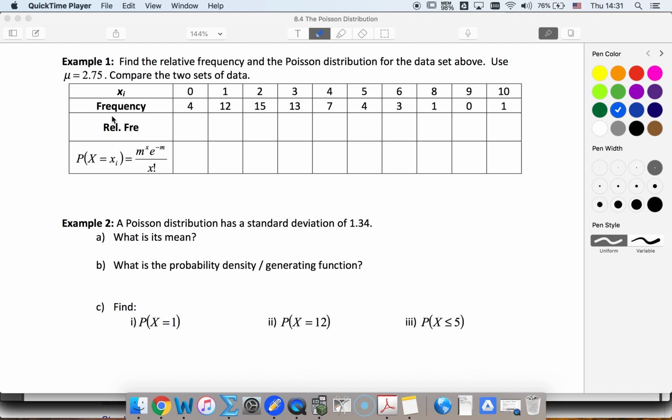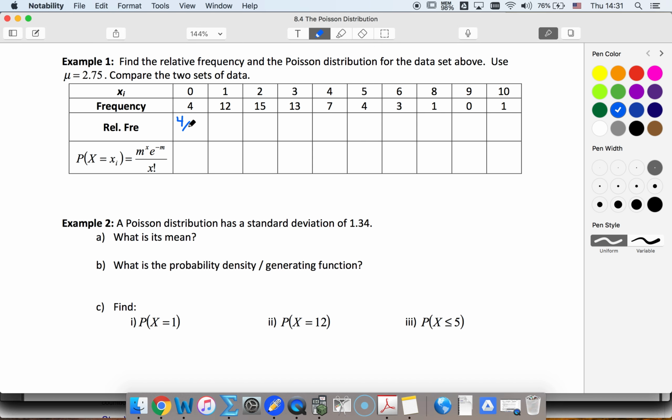All right, so now we're going to apply our Poisson distribution. We've got our same data set from above with its mean of 2.75. My relative frequency, well, that's the same as probability. My total number of values was 60. It was 60 people surveyed.